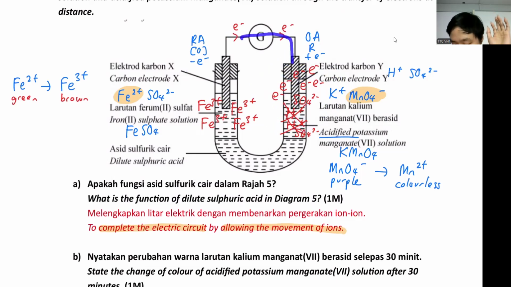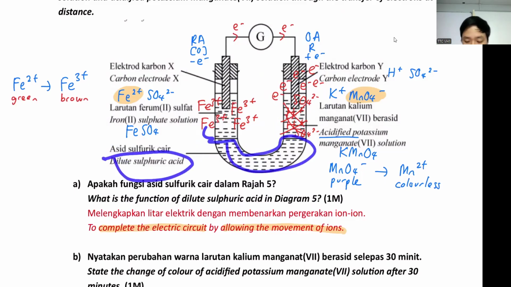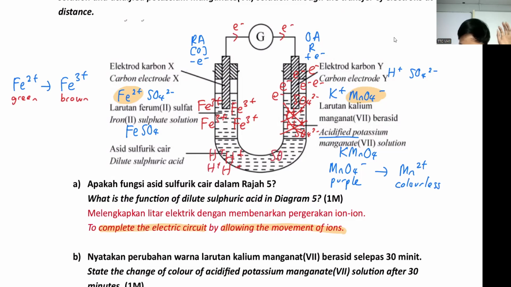If the electron cannot flow, it stops. This thing stops working, cannot conduct electricity anymore, cannot have free moving electrons. So it stops moving. So what happened? This galvanometer might get stuck, right? So here is when the salt bridge comes in. The salt bridge is dilute sulfuric acid containing H+ and sulfate ions.